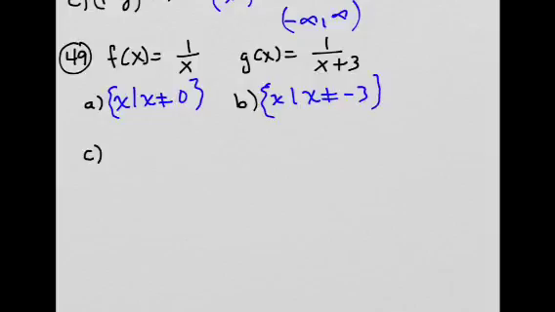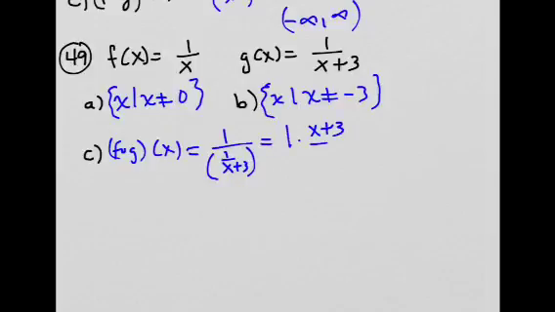Your braces there. And then for f of g of x, remember we're replacing this x right here with this function. Okay, so this would be 1 over, and then parentheses, 1 over x plus 3. When you simplify this, remember this means 1 times the reciprocal of the denominator. So it's just x plus 3.